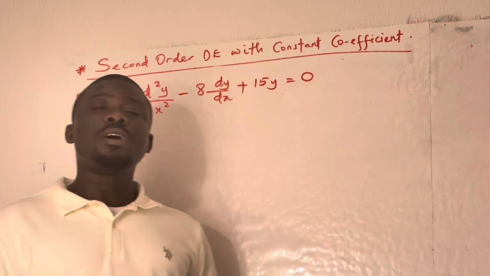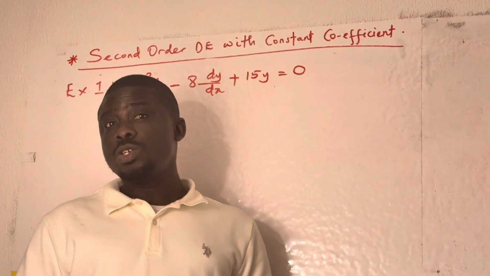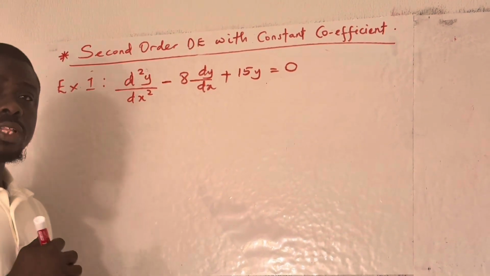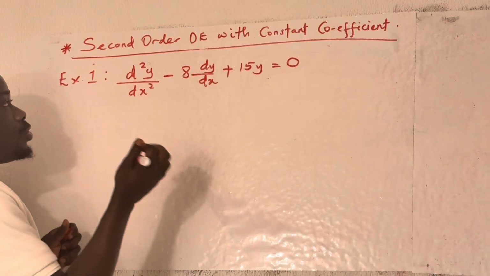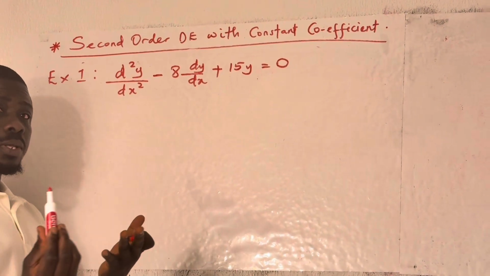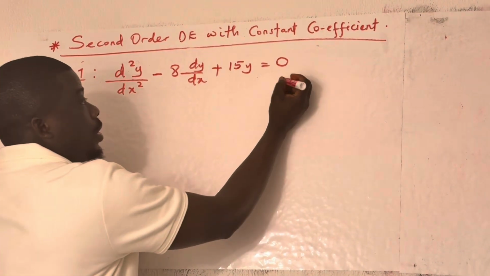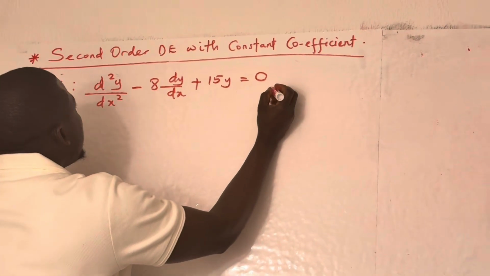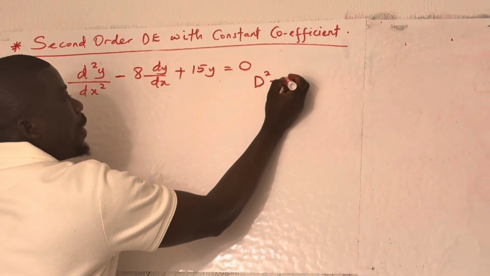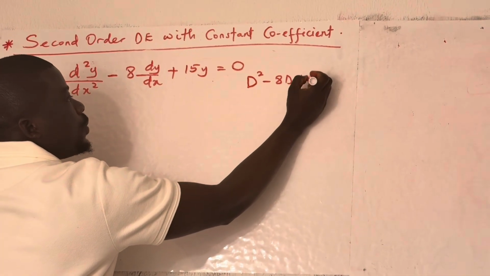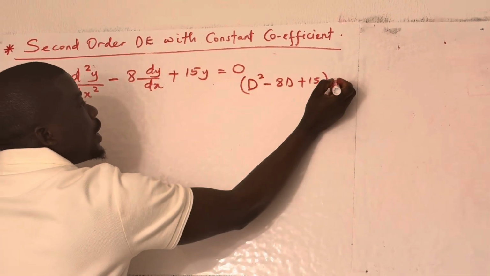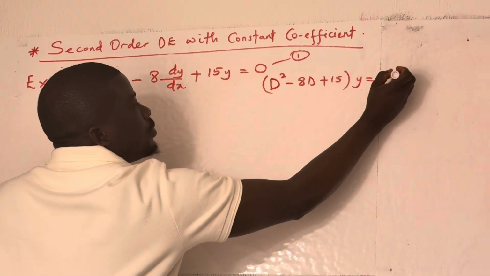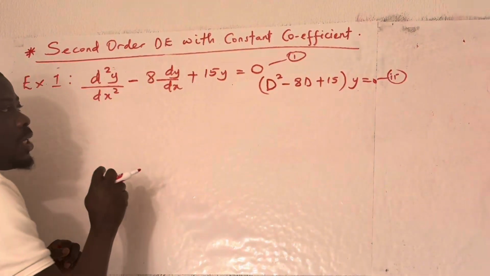So I'll solve an example on second order differential equation, and the example is on the board. When you are solving this type of second order differential equation, before I solve this problem, I will need to write it in standard form. So this can be written as D squared minus 8D plus 15 all bracket y equals 0. So this equation here is also the same thing as this. I just want you to note that.